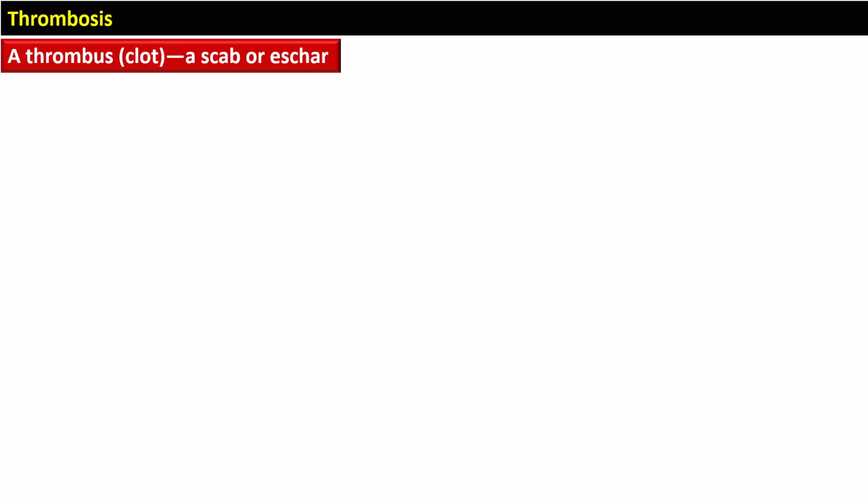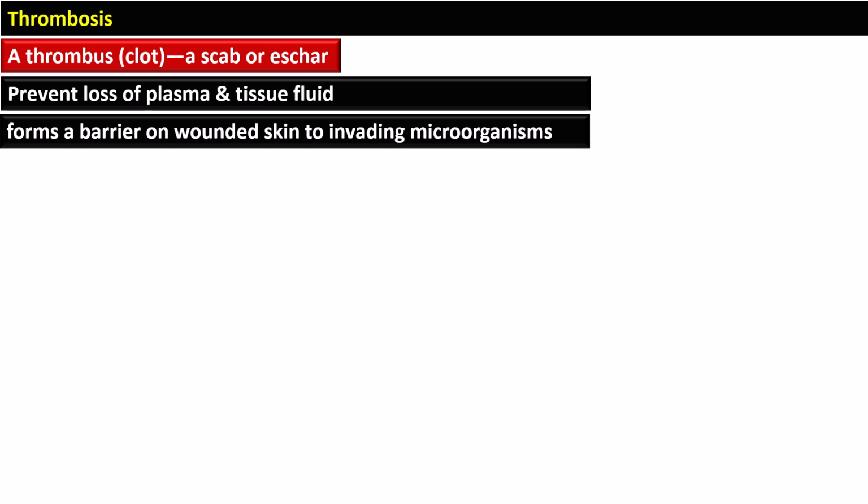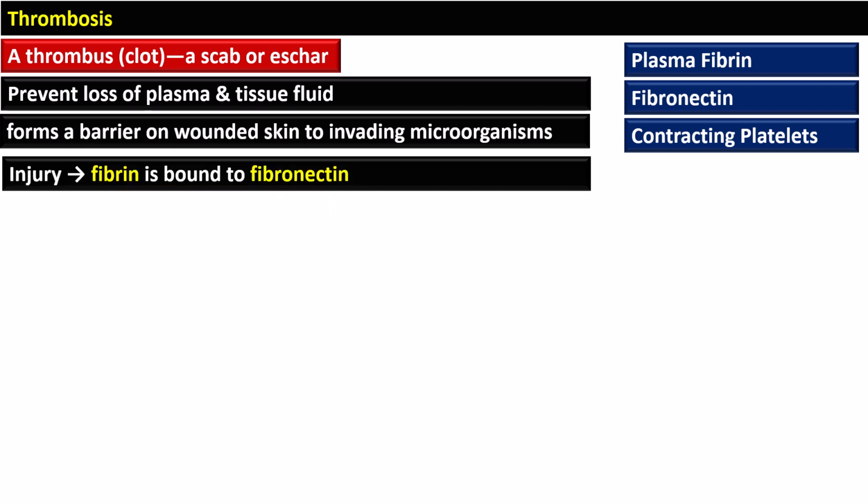A thrombus or clot is formed at the site of the injury, and the superficial or exposed part of this that is dried up is called scab or ishkar. It forms a barrier on the wounded skin to the invading organism, and it also prevents the loss of plasma and tissue fluid. Hence, it seals the site of the injury. It is composed of plasma fibrin, fibronectin, that is adhesive protein, and various contracting platelets that are actually the source of initial burst of the growth factor.